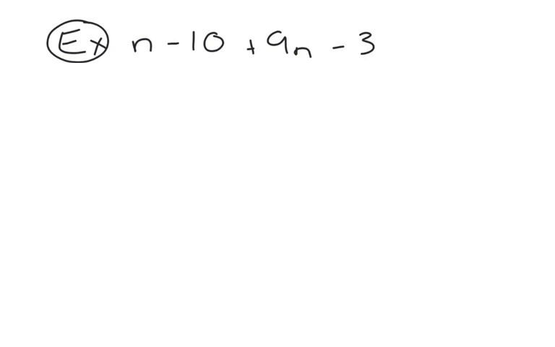In our last example, we are going to simplify the expression n minus 10 plus 9n minus 3. The first thing you want to do is identify like terms. Altogether, we have 4 terms. This term has a variable of n to the exponent 1. This does not have any variables. This term has the variable n to the exponent 1. This term doesn't have any variables as well.